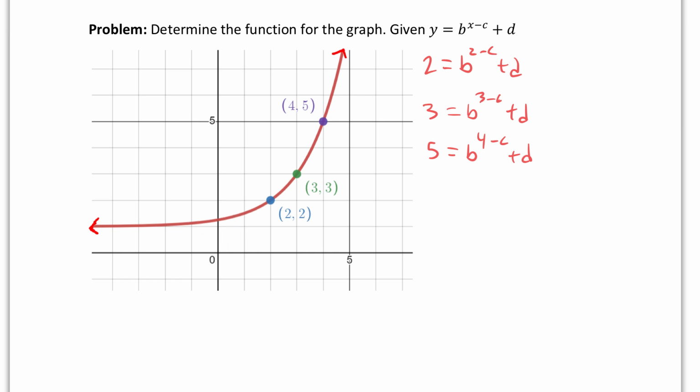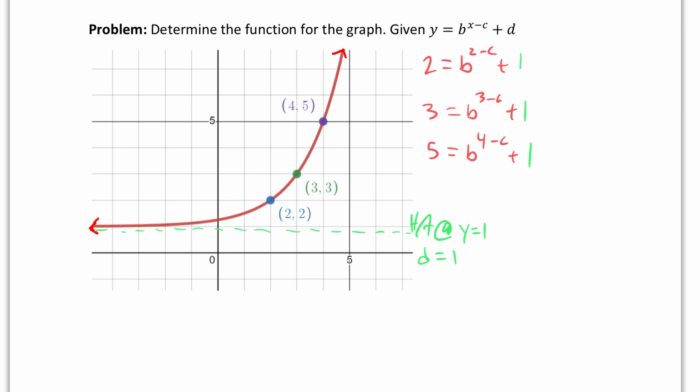If we look at the graph, we can see that there is a horizontal asymptote at y equal to 1. And so that means d has to be equal to 1 just based on that feature. If we use that, we can actually go back here and we can fix up our equation. Instead of having plus d, we'll just have plus 1.